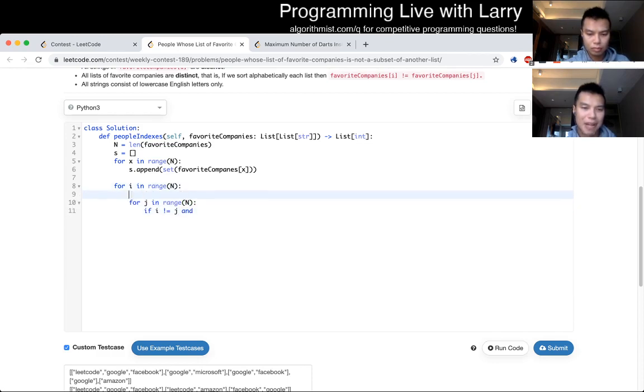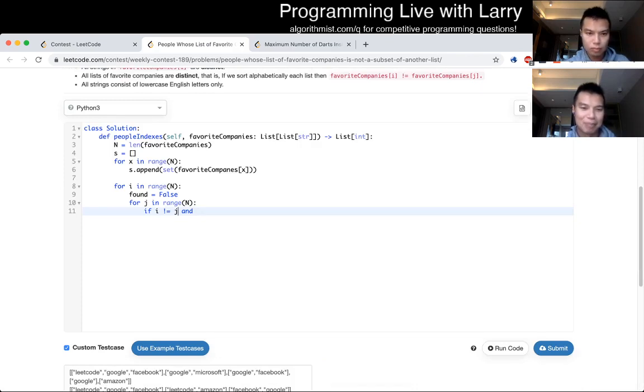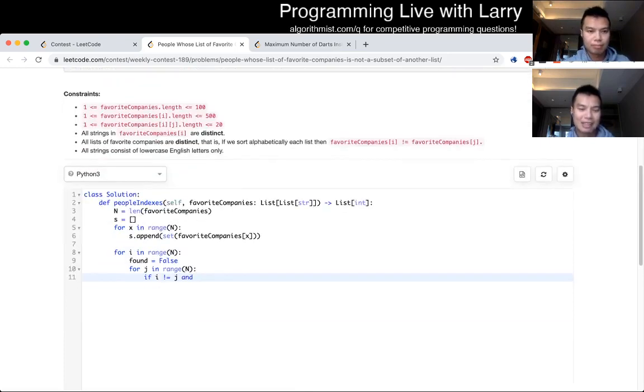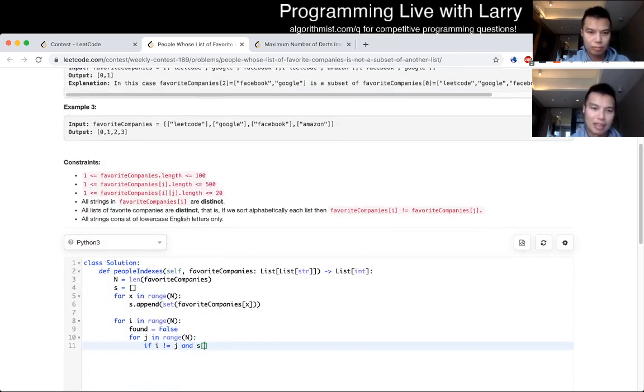So I think there was a compiler error. It just tells me there's a compiler error, I think, because I have a typo in "companies". Because I do look at it later, I'm like, oh, yeah, that's fine. Easy fix. And now we're like, okay, if i is not equal to j, then we want to check whether the person i's list of companies is strictly inside person j's companies.